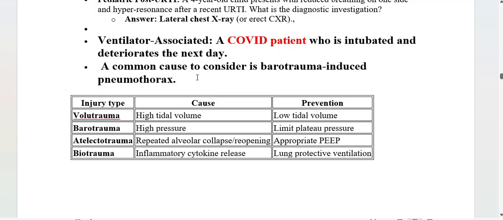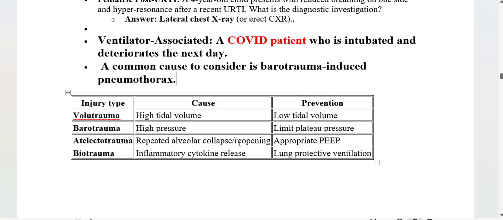I also added the guideline. From the guideline I took this table. Volutrauma: high tidal volume; prevention is not giving high tidal volume. Barotrauma: high pressure, so because of the high pressure we get the pneumothorax; limit plateau pressure.